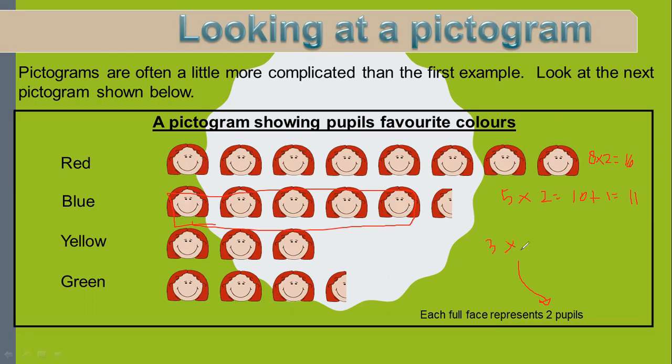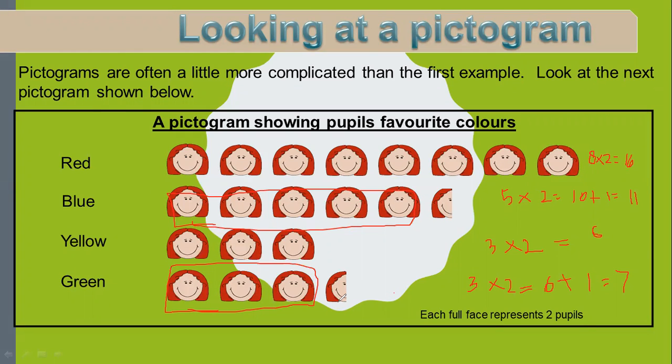And like that, so on. 3 times 2 is equal to 6. And the last is the same, 3 times 2, from this to this, we don't count the half first, is equal to 6, and we add the half. It is 6 plus 1 is equal to 7. Okay, so we have the data 16, 11, 6, and 7.